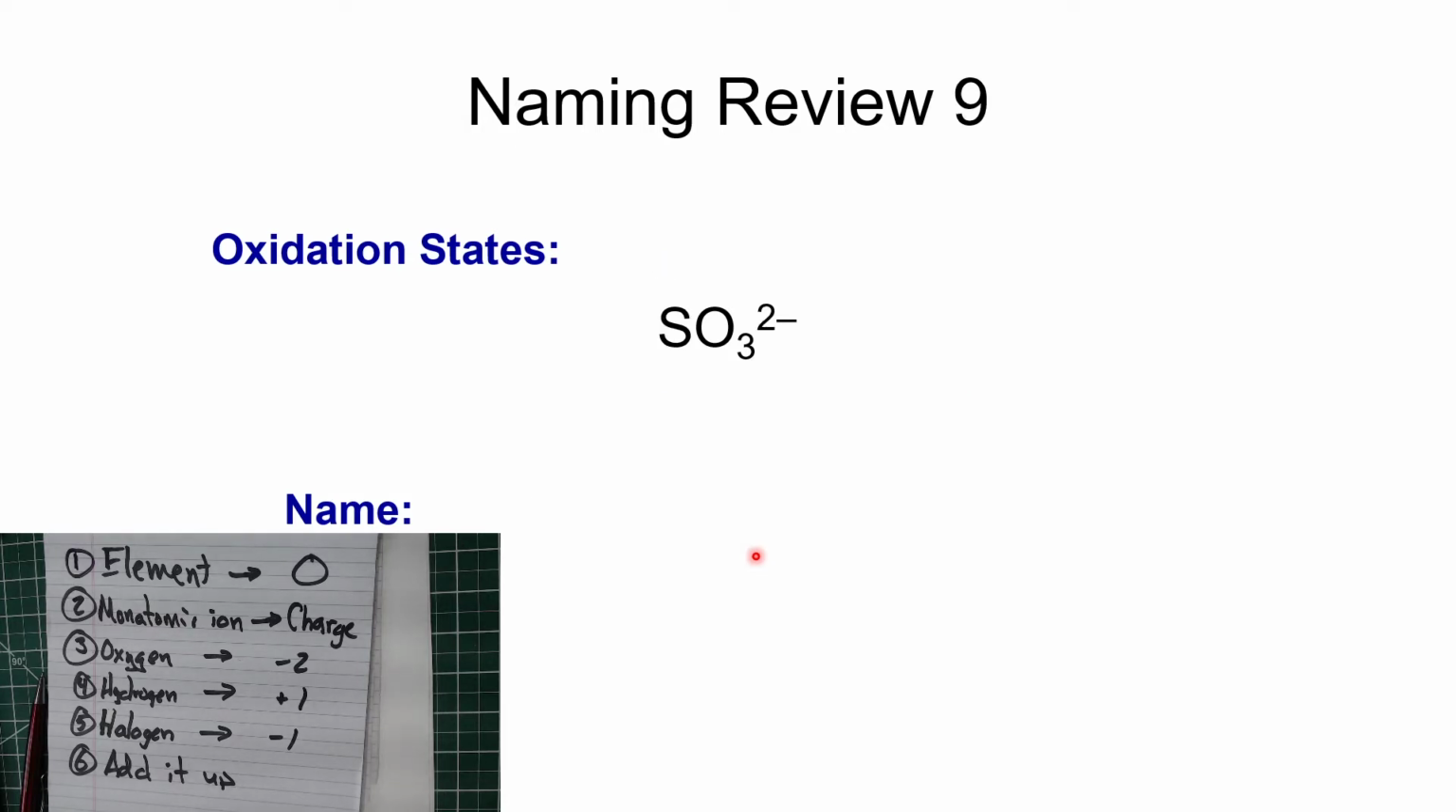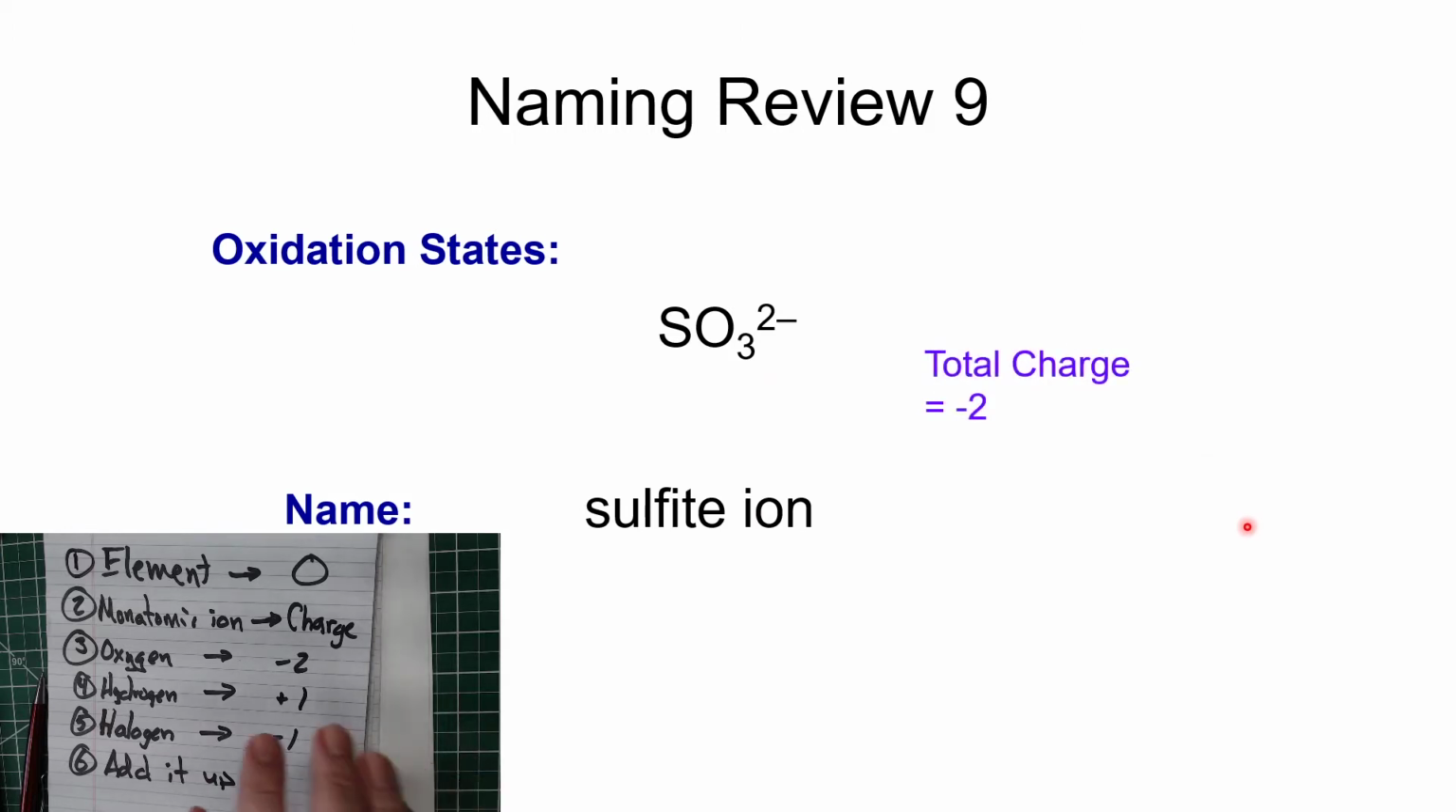So next, we have SO3 2-. Well, this is called the sulfite ion. So we'll do sulfite. Total charge is -2, so we'll put -2 over there. Let's look, is there a monatomic ion present? And the answer to that is no. This is a polyatomic ion, and there's no monatomic ion present.